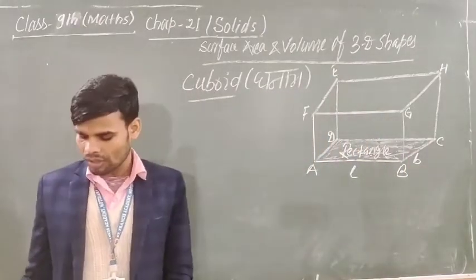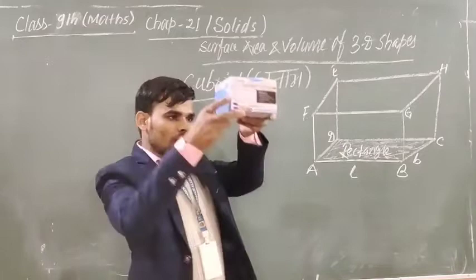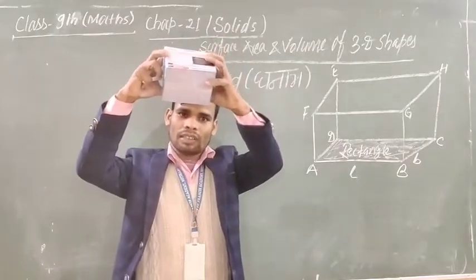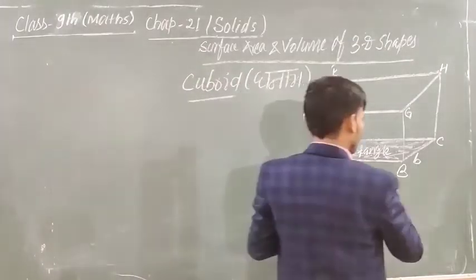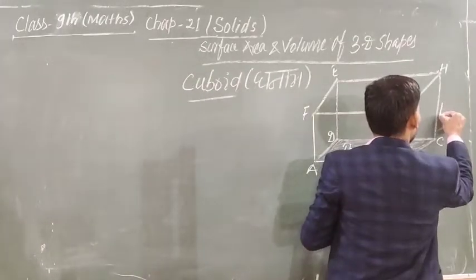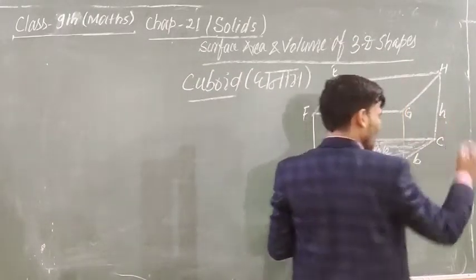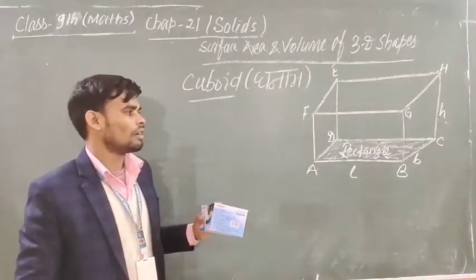You see the chalk box. Then you see the base of this cuboid is in the shape of a rectangle. This is length and this is breadth. This one will be the height of the cuboid. Get it?